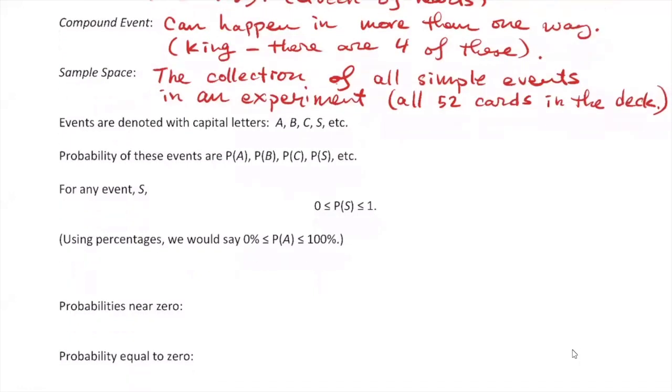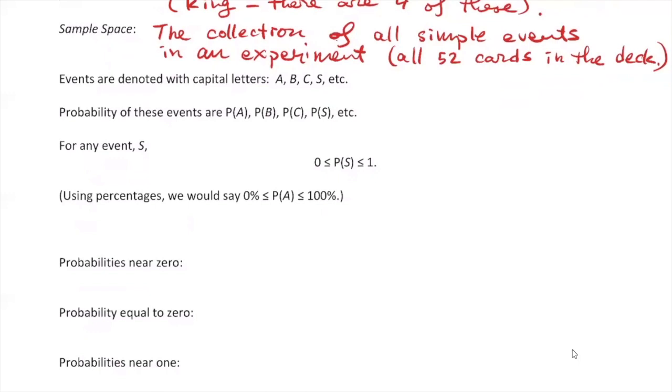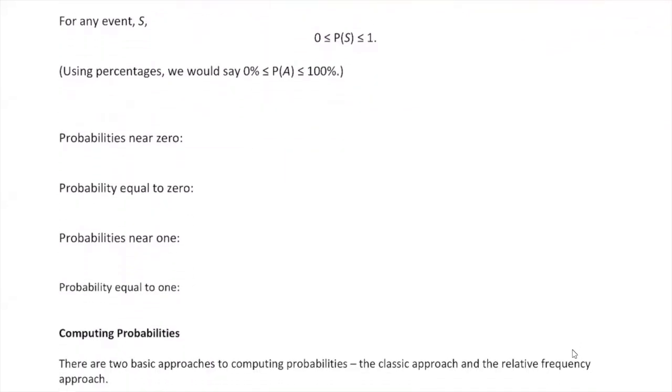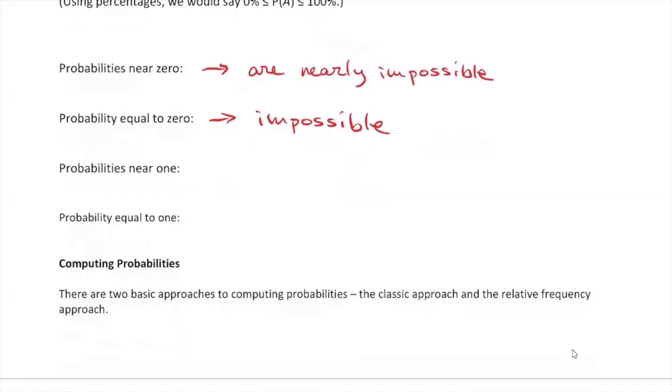Okay. So then going back down, we say for any event, the probability has to be between 0 and 1. And if you use percentages, 1 is 100% and 0 is, of course, 0%. Okay. Just a couple comments down below here. Probabilities near 0 are nearly impossible, but not impossible. Okay, probabilities equal to 0, that's impossible. Okay, probabilities near 1 are nearly certain.